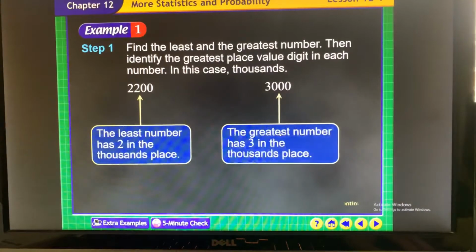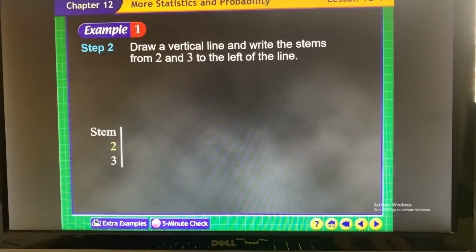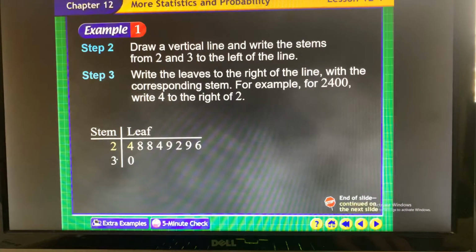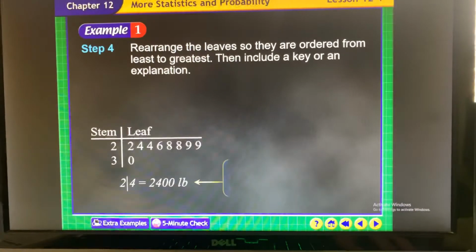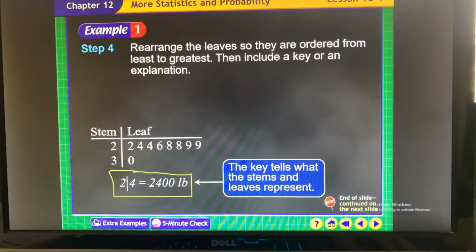So here you pick the smallest and the biggest. You draw your vertical line right here, pick your stems, and then you're going to put your leaves. When you put your leaves down, you want to put them in order from smallest to biggest, and you want to make sure, most importantly, you have a key. Because the key tells me that this originally was 2,200 and 2,400.